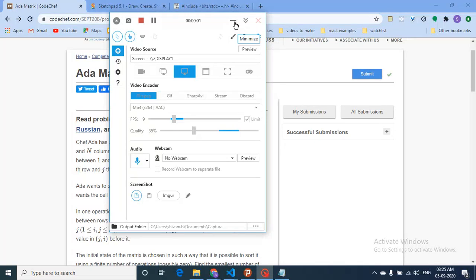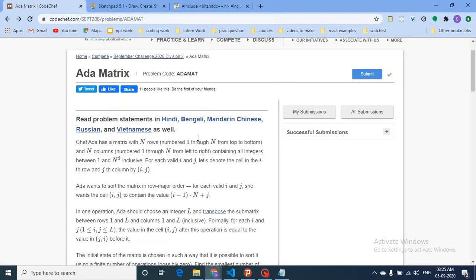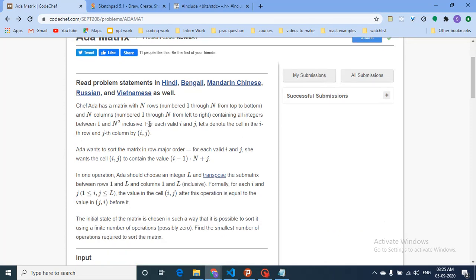Hello friends, today we're going to discuss problem B from the latest CodeChef long challenge from September. Problem name: Ada Matrix. Chef Ada has a matrix with n rows and n columns containing all the integers from 1 till n square inclusive.